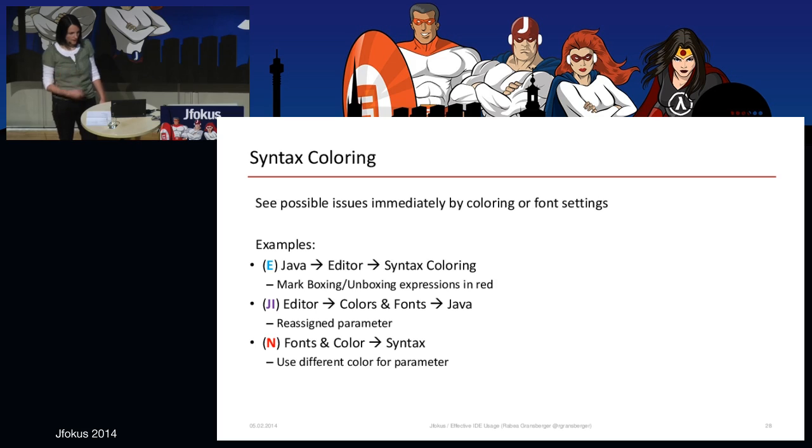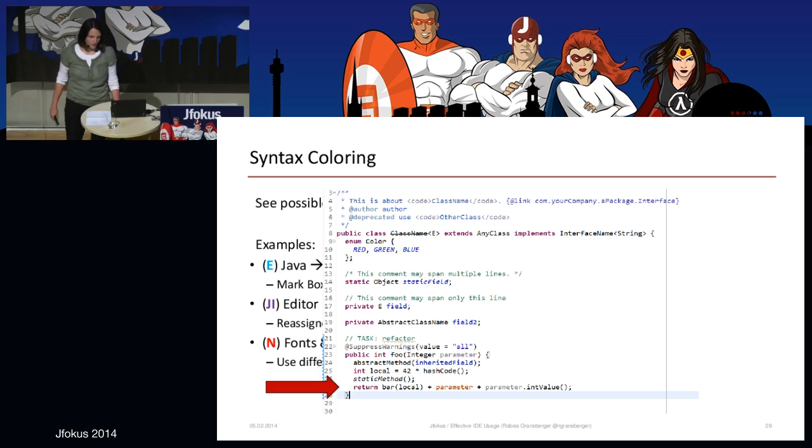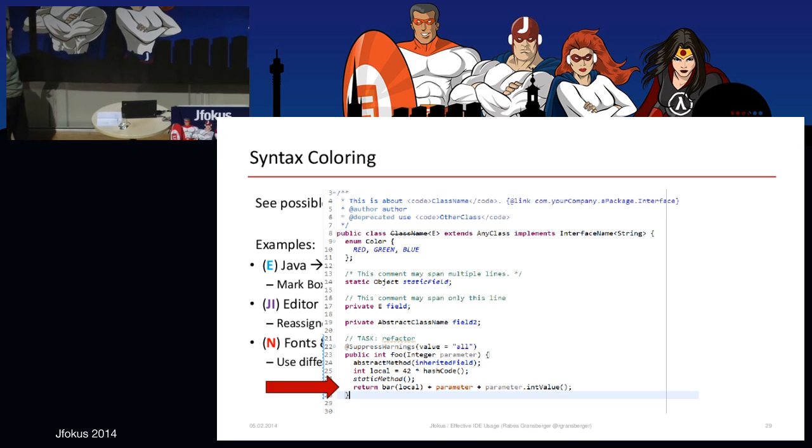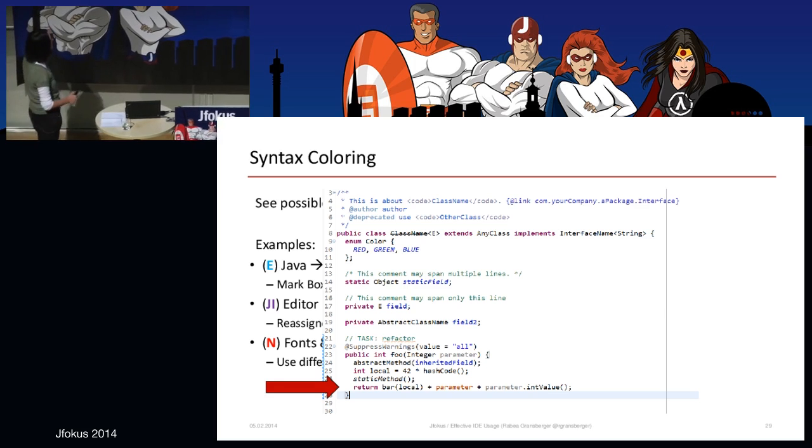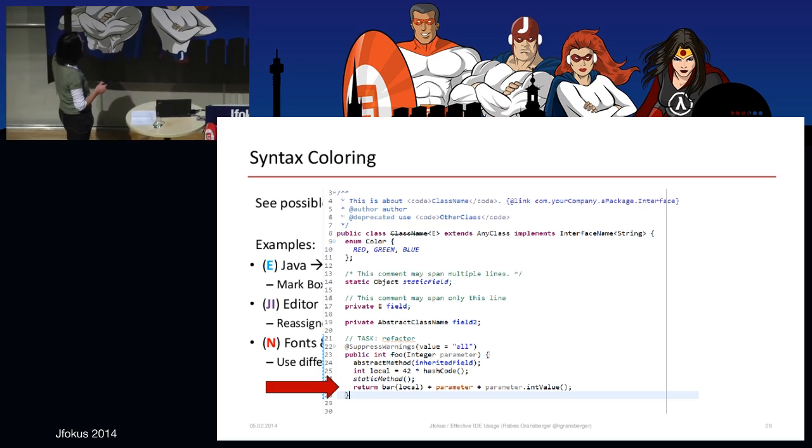Okay, syntax coloring. What you can do with syntax coloring, I think is a bit underestimated. What I usually do, for example, is for autoboxing and unboxing, I want to directly see it in my editor if I might have a boxing or unboxing problem later. Because if you have here, for example, in this method, we are passing in an integer parameter. If this parameter is null, we get a nasty null pointer exception at this location.